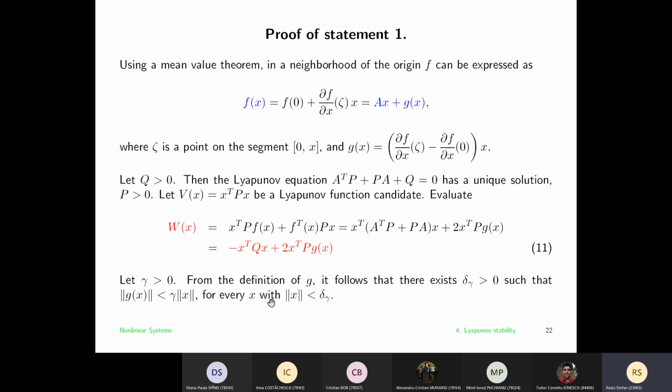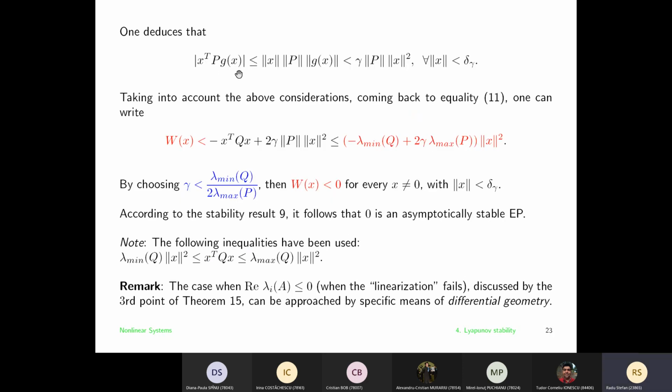So if x is small enough, g of x in norm is bounded by a given constant times x in norm. And this inequality, which again functions locally, in a very small neighborhood of the origin, as small as necessary to achieve this inequality. Then this term, which is a real number, you have here a usual inequality between modules and norms, can be actually bounded by the norm of P.